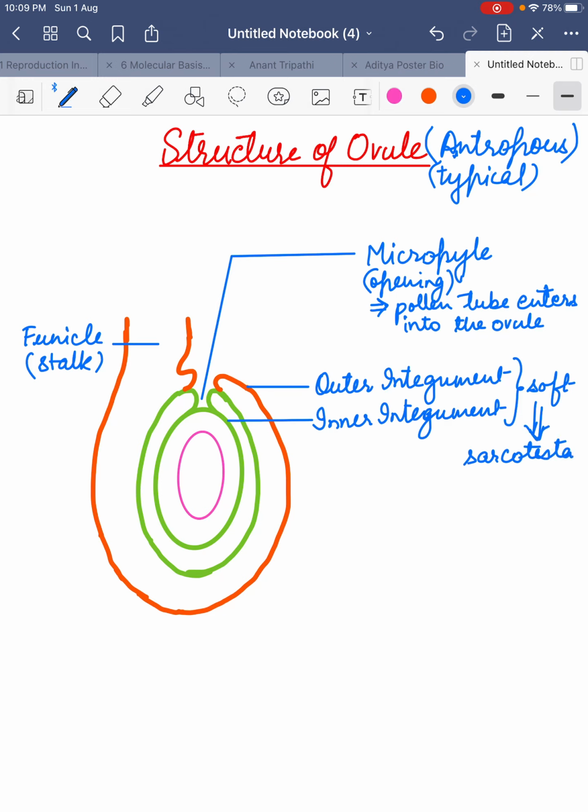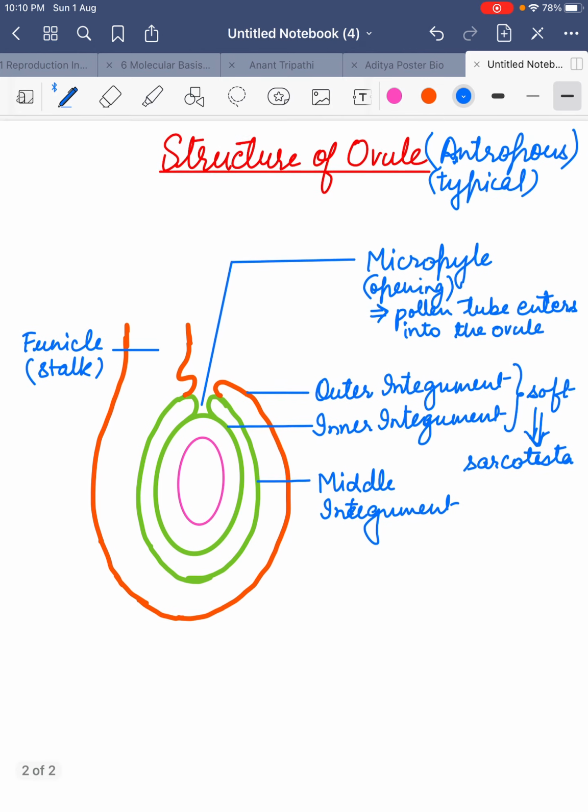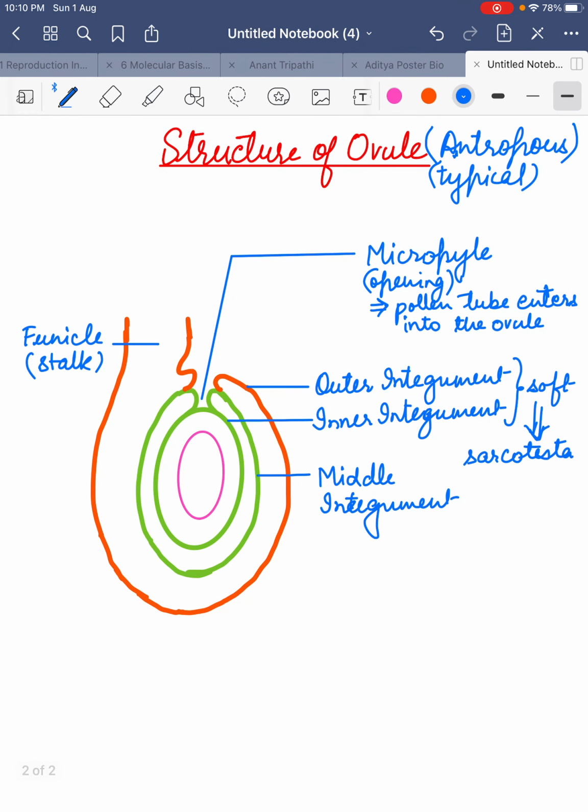In the middle of these integuments, one more integument is found, the middle integument. So the middle integument lies in between the outer and inner integuments. This middle integument is a little bit different from the inner and outer integuments, as it is hard and made up of sclerotesta.